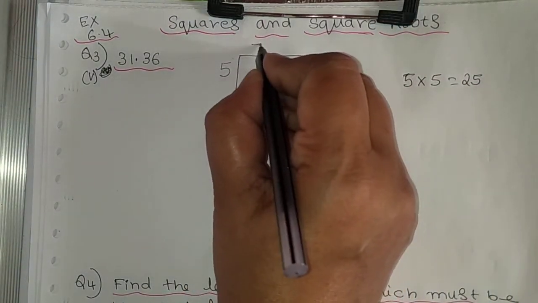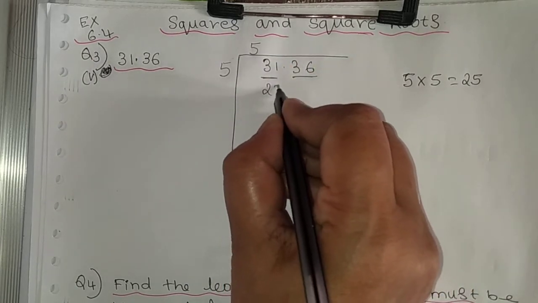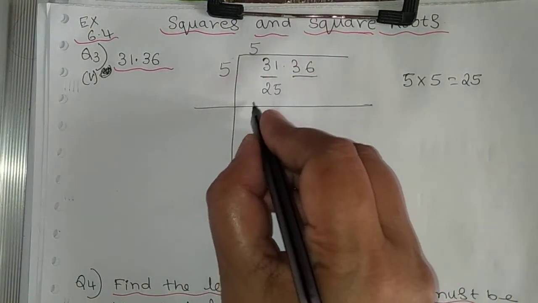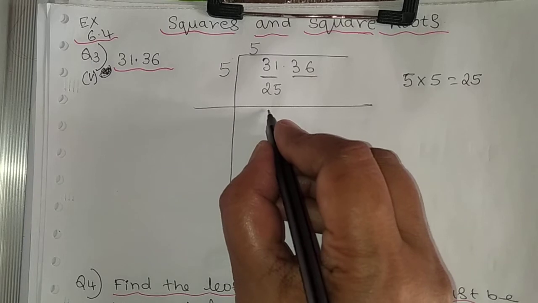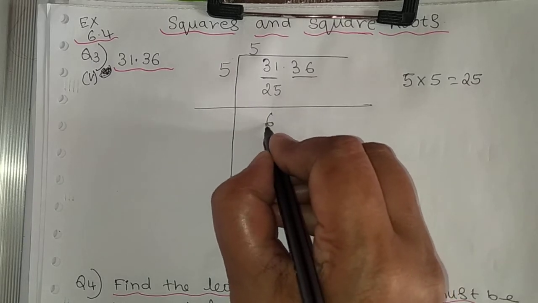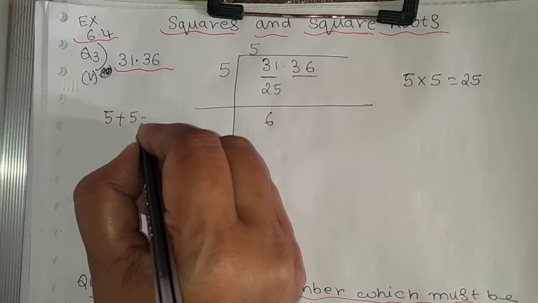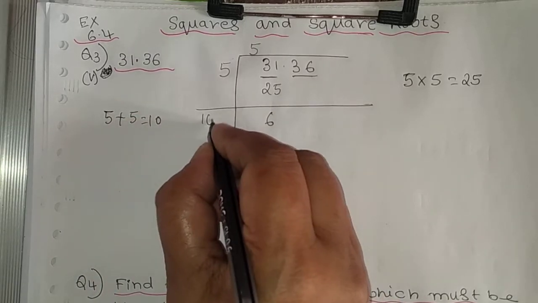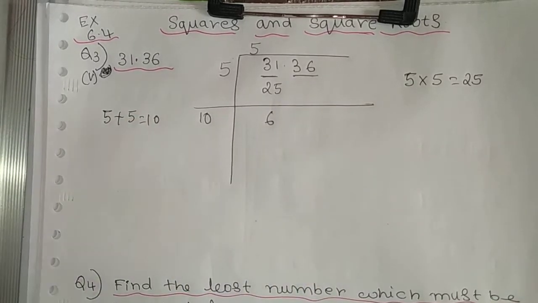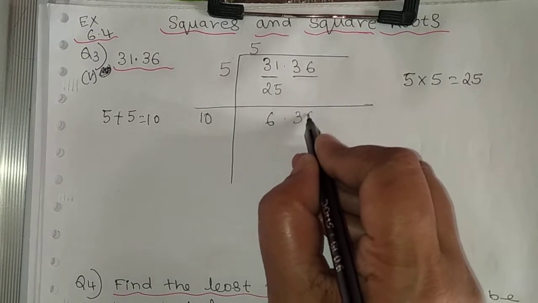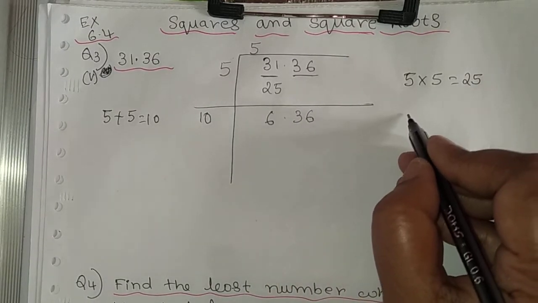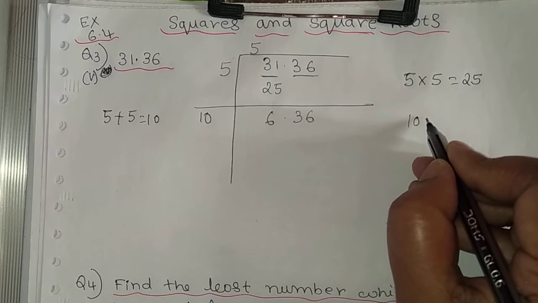Write 5 here, then 5 here, then 25 here. Therefore 31 minus 25 will be 6. So add these two, 5 plus 5 is equal to 10. Write 10 here. Then write down the other two digits, that is 6.36. So what is the nearest number to 63?